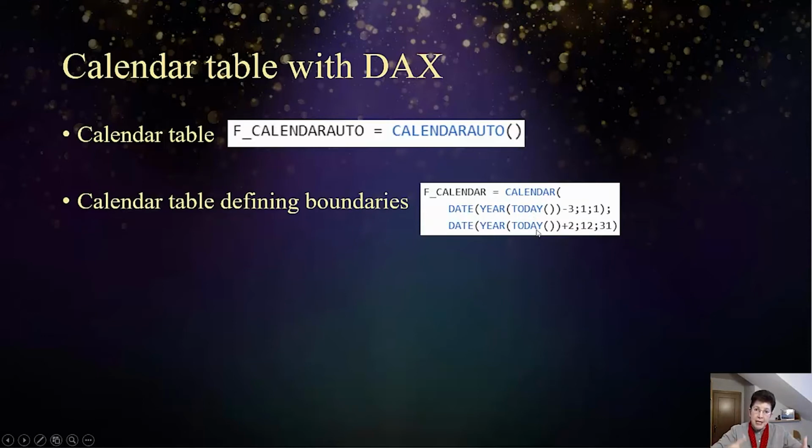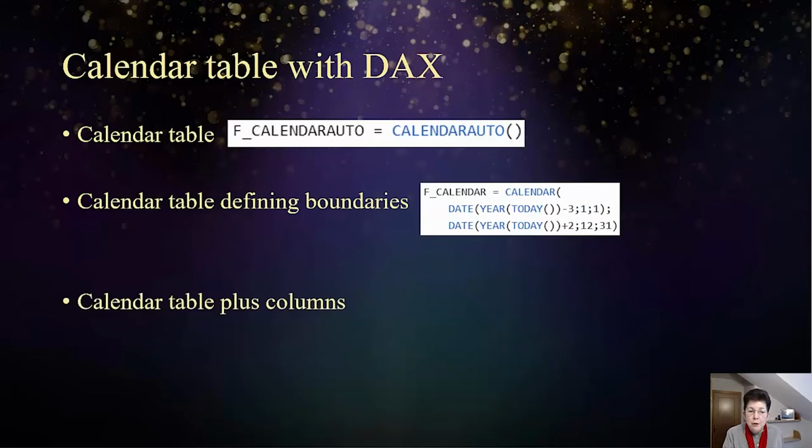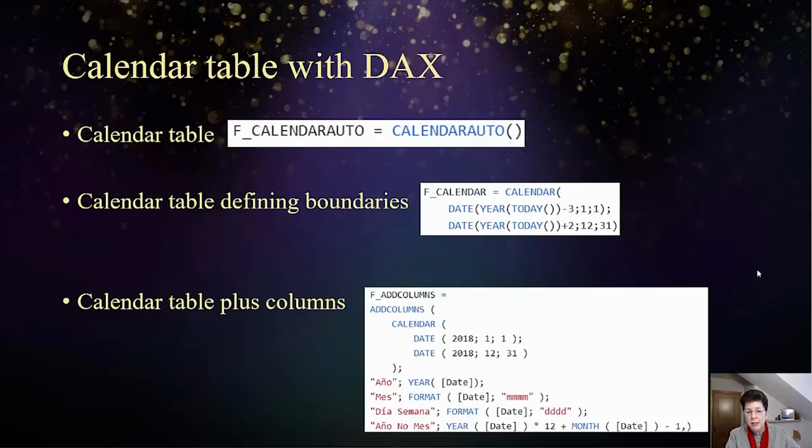Also, we are able to define dynamically the values depending on the functions, for example, TODAY and YEAR and so on. Or we're able to create a calendar table and at the same time some columns. So we are adding attributes the same as we did using Power Query. I prefer to create calendar table from Power Query, but here for the demo I want to show you that we are able to do also using DAX.